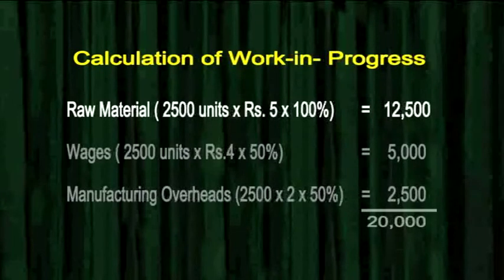Now find out the calculation of work in progress. Raw material is 2,500 into 5 and the degree of completion will be taken as 100%. Because this is the most crucial point I am going to discuss here, inventory under work in progress shall be considered to be provided in the beginning of the year, while the expenses related to wages and other manufacturing expenses will be considered to be spread evenly throughout the year. So, the degree of completion for wages and expenses shall be taken as 50% under work in progress inventory.